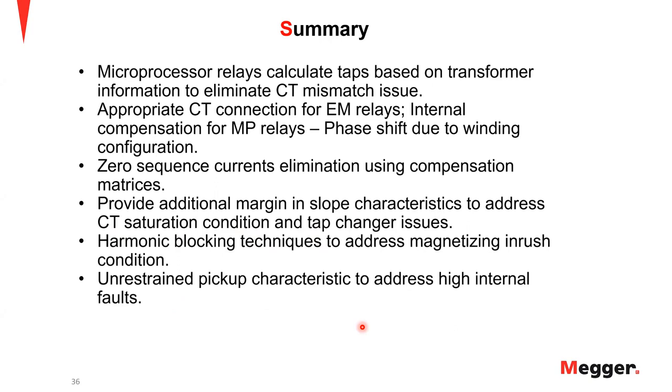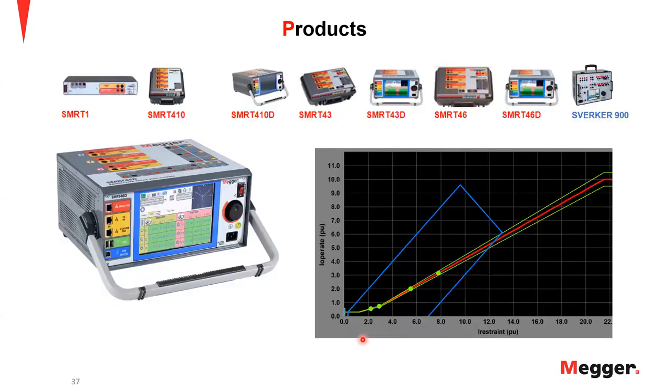So with this background that we just learned today, we're going to move on to the testing part of the transformer diff relay. Here I have shown the products that Megger makes to test different types of relays. And I'll be using the SMRT46D today to test the transformer diff relay, which is an SEL 787 relay.